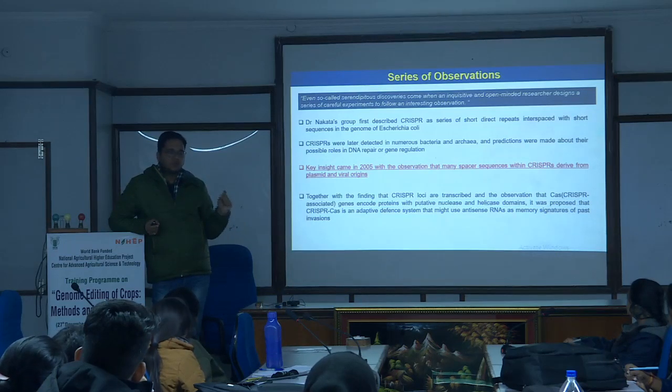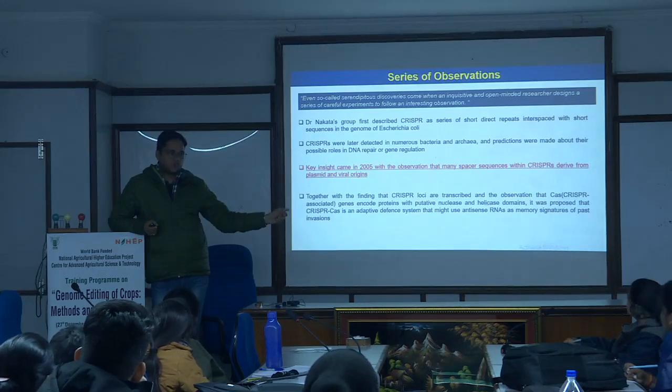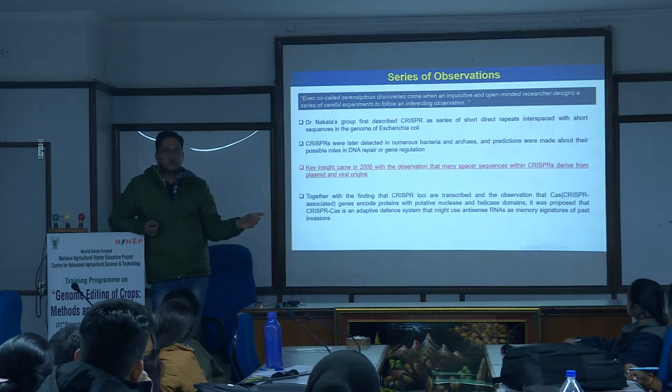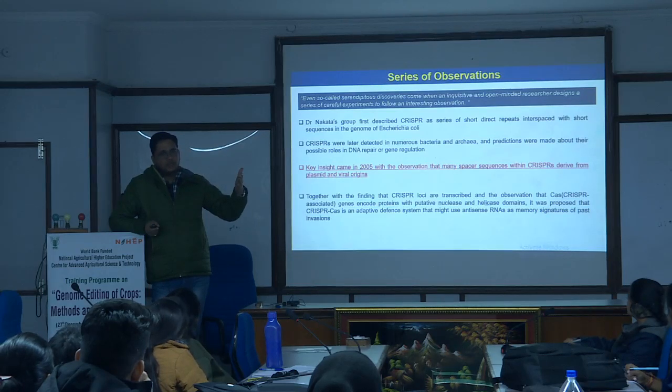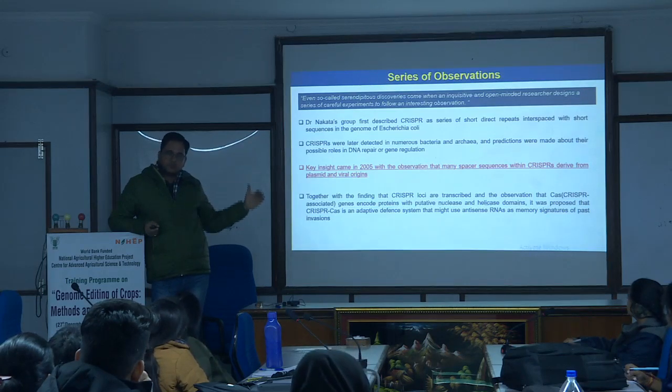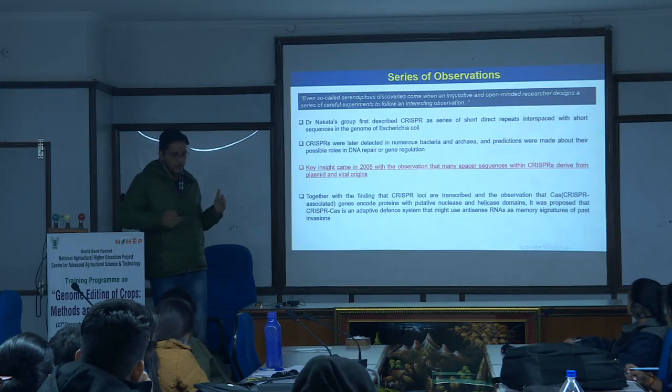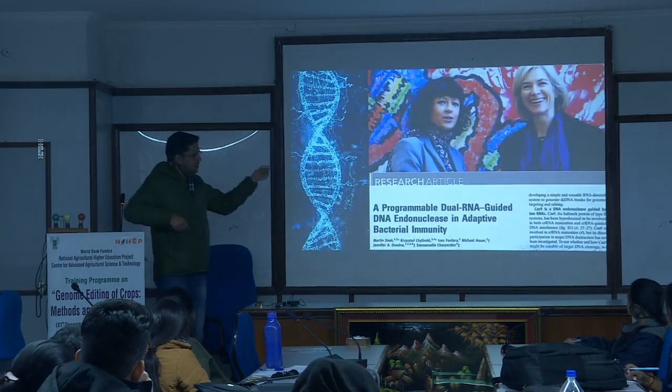Finally, it was found that the CRISPR locus contains an adjacent nuclease also. That nuclease is the Cas9 nuclease. From that point, the idea came that this might be helping bacteria in some kind of immune response. So these are the series of observations which led to this finding.